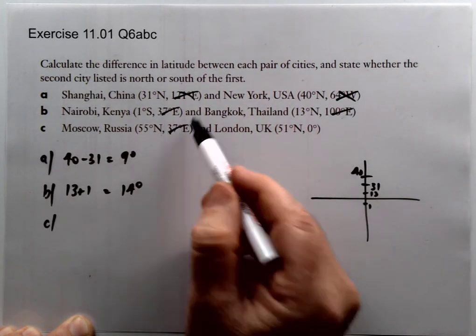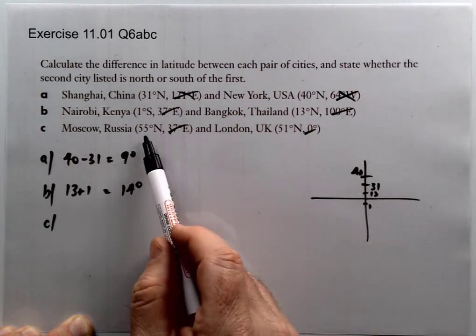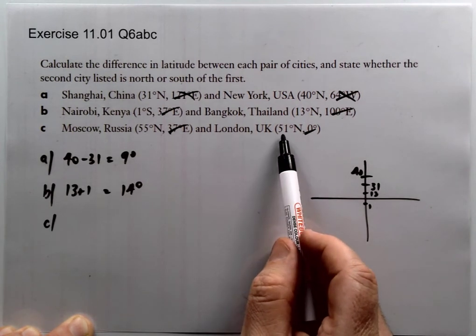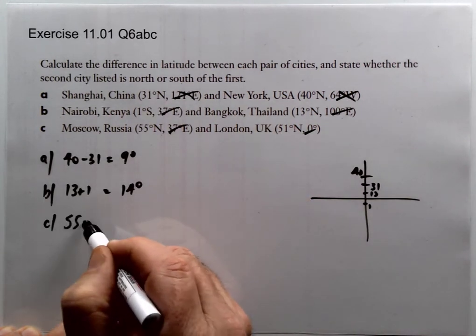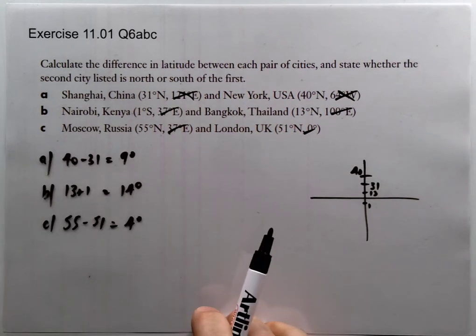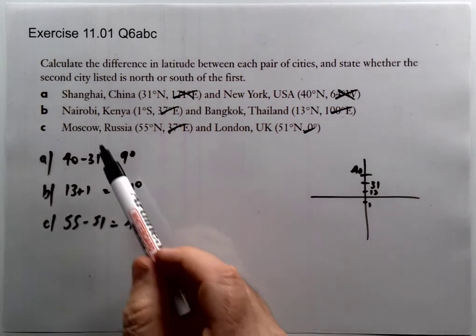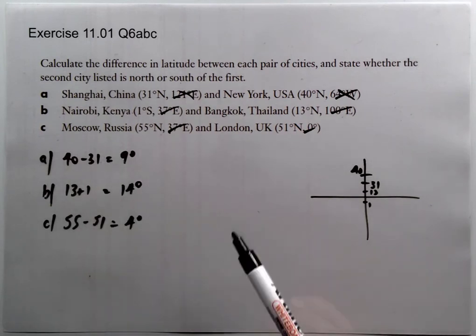Okay, again, ignore the eastings, westings. Moscow and London, one's 55 degrees north, the other one's 51 degrees north. They're both north, so we're going to subtract. And so you can see they've got a difference of only 4 degrees, which is a bit bizarre because we think of Moscow being a much, much colder climate than London. Basically, it's because London's on the Atlantic and it gets the Gulf Stream, so it's got a much milder climate than its latitude would indicate.